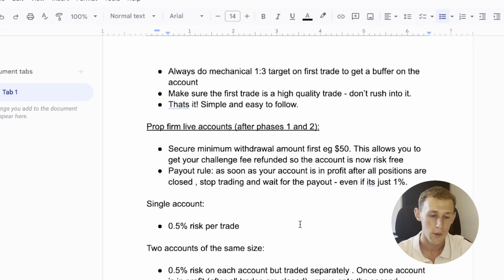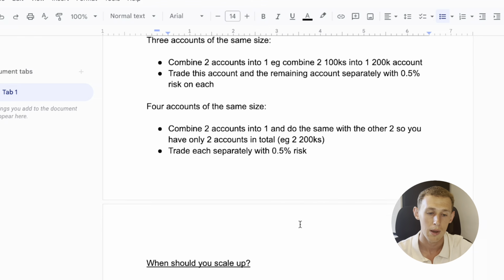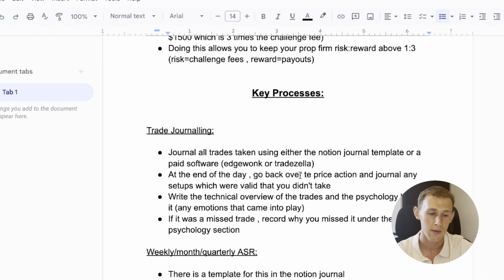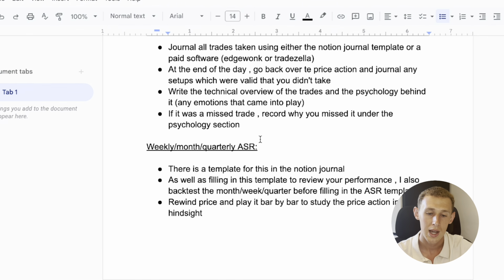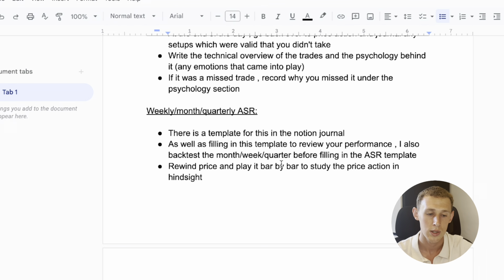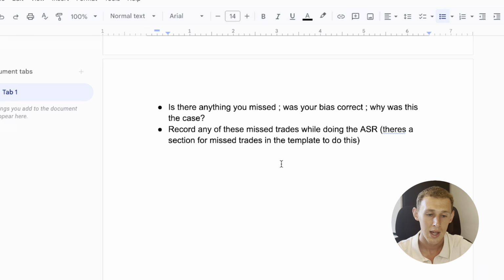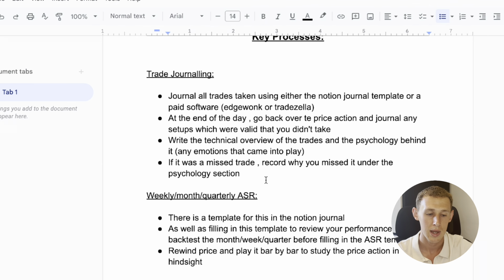And I also go through at the end of the training plan some of the key processes which are crucial for both tracking data and improving your results over time via trade journaling, and also something called ASR, which is like a weekly, monthly and quarterly performance review where you go back through and review your performance, how you performed in terms of the technicals and both psychology. This is a massive game changer as well if you haven't tried it out, and I walk you through the full process in this training plan, which will be in the description below.